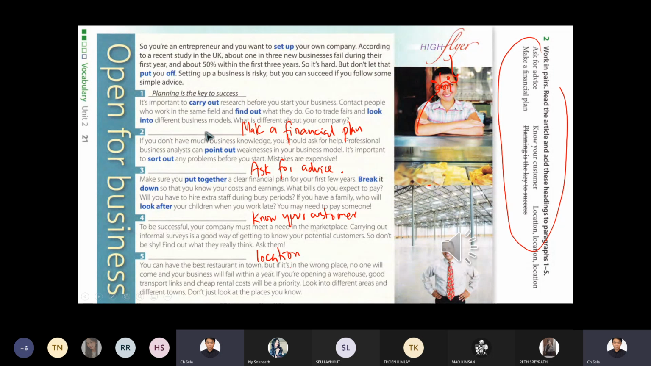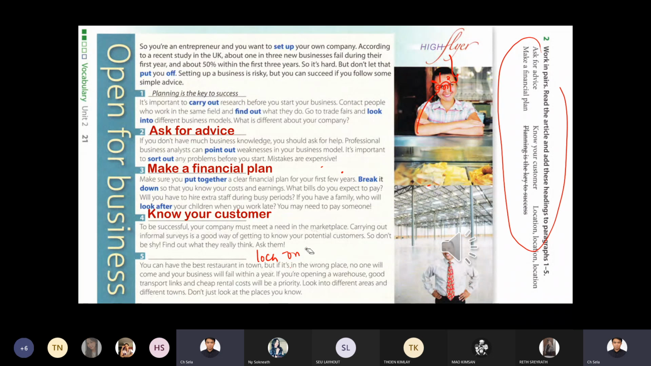All right. Number two, what is it again? Ask for advice. Yeah, ask for advice. Number three, make a financial plan. Yes, make a financial plan. Number four, know your customer. And number five, you are right.